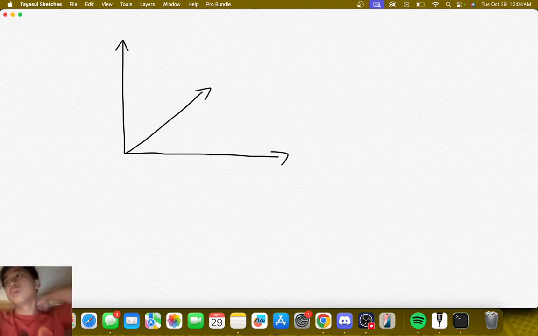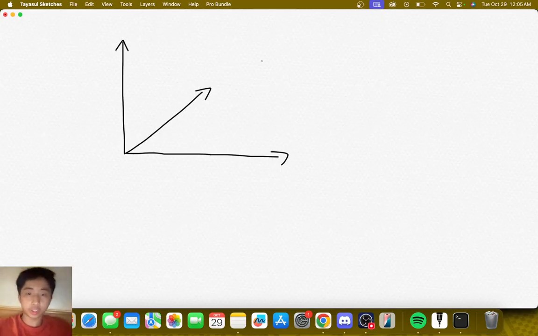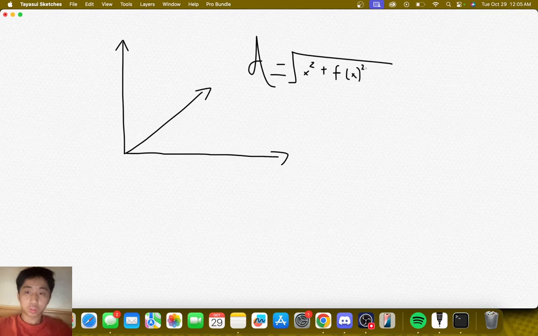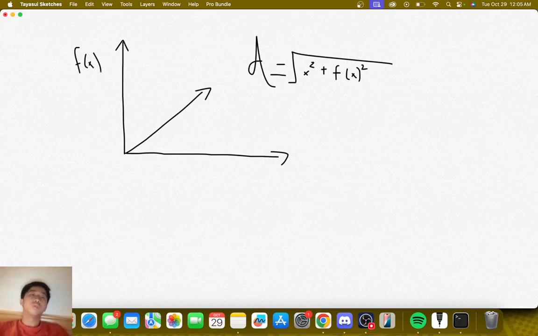So let's start with a simple graph. If you were to ask, how do I get the length of this equation? You would write the distance equation equals the square root of x squared plus y squared, right? Where y squared would be f of x. If we're writing this in calculus notation, we'd write something like that, right? This is f of x. And this is x.